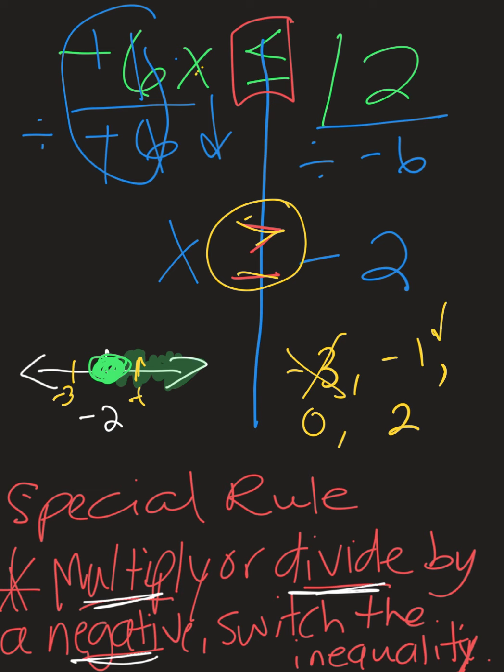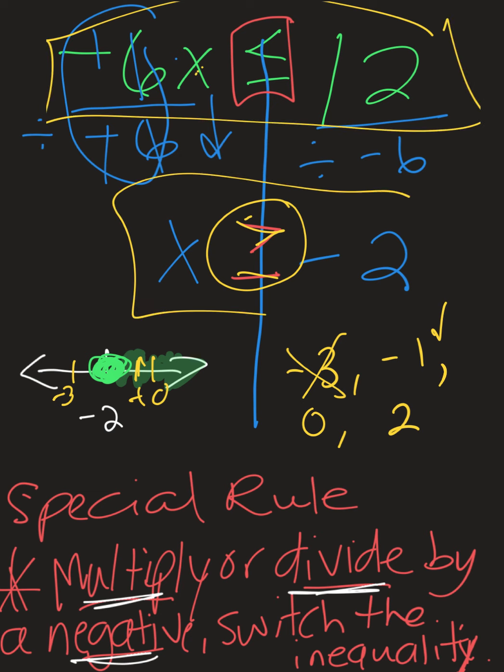0, negative 6 times 0 is less than or equal to 12. 0 is greater than or equal to negative 2 because 0 is over here, okay? So I can just pick a couple of numbers randomly and make sure that they work for both the original and my answer. That will help me check that symbol there, okay?